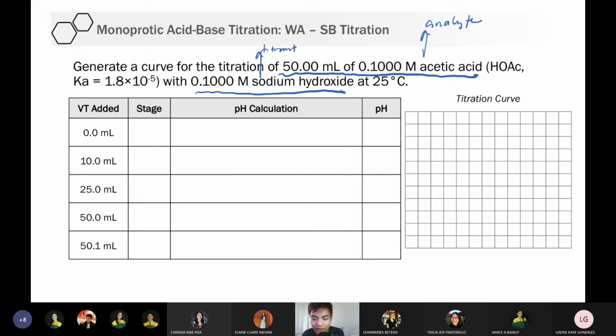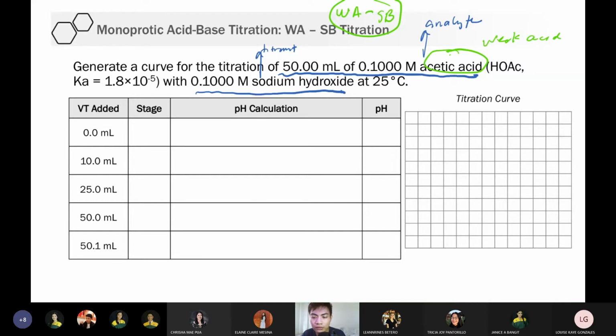Ngayon, alam mo, may analyte, may titrant. Pero, remember, apat yung condition natin: SASB, SBSA, WASB, and WBSA. Alin dun sa apat? Kasi, magkamali ka ng equation, mali sagot mo sa lahat. So, ano gagamitin mo dun? Identify mo what is the type of your acid. Acetic acid. And we know acetic acid is a weak acid. So, ibig sabihin yan, WA. Then yung titrant mo ay sodium hydroxide. You know, this is strong base, SB. WASB.